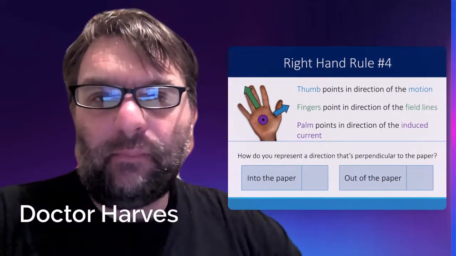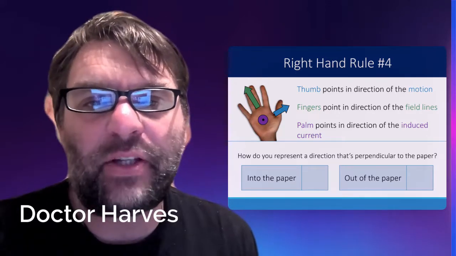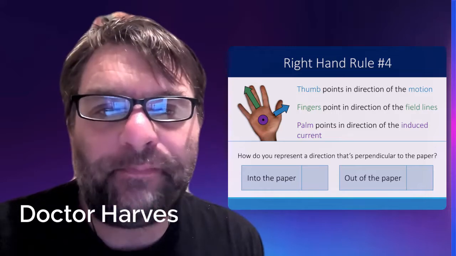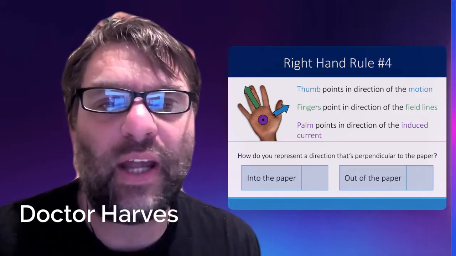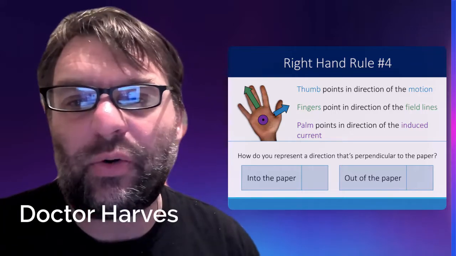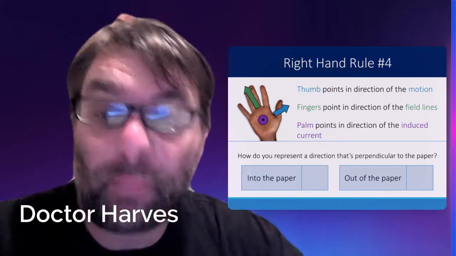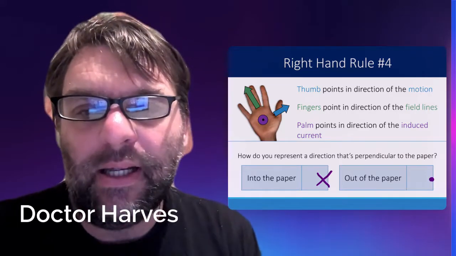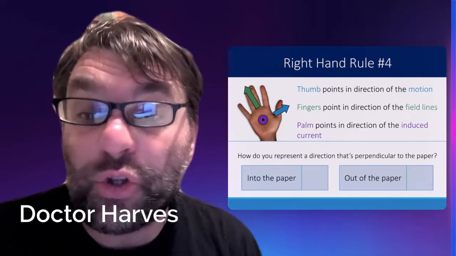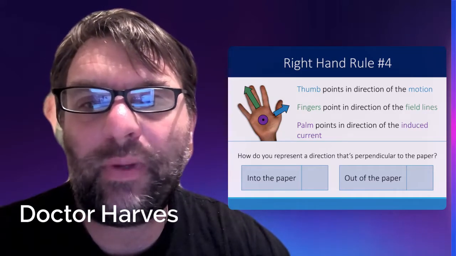So then we have the fourth right-hand rule. The thumb this time points in the direction of the motion, and the fingers point in the direction of the field lines, and this time the palm points in the direction of the current that's being induced. And again, representing it, if it's going into the paper, it will be a cross, and out of the paper, just like you see in the diagram, it will be a dot.